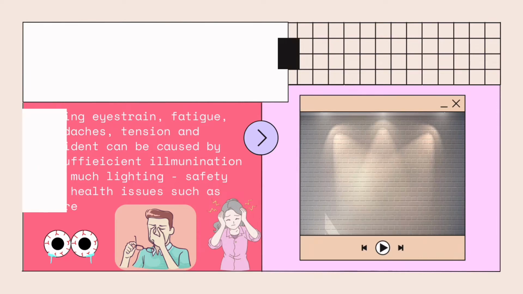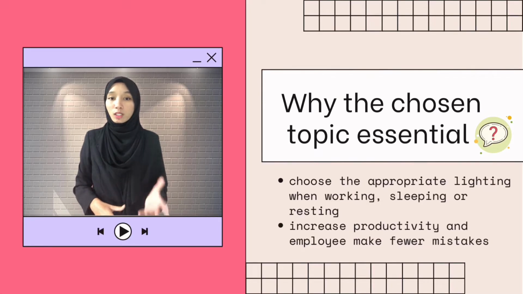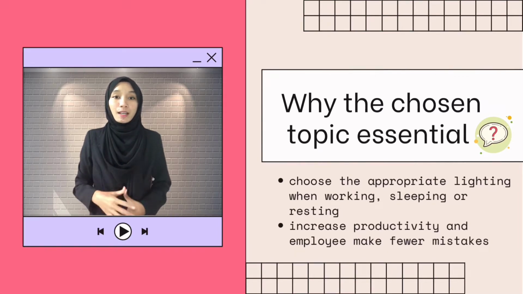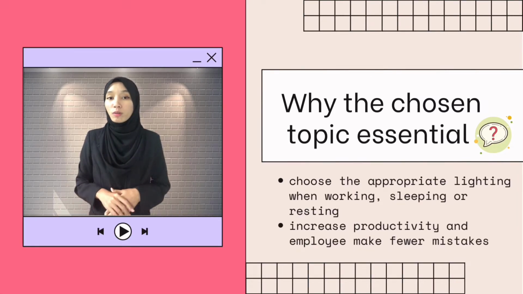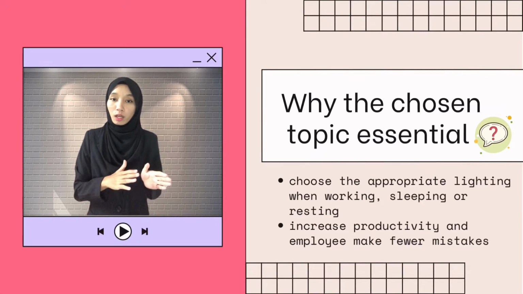Next is why the chosen topic is essential. Because employees can choose suitable lighting when working, sleeping, or resting. When we choose the right lighting, employee productivity increases and they make fewer mistakes. Vision is clear and it makes it easier for workers to do work such as completing files and so on. Lighting affects our mood because employees will feel unmotivated, uncomfortable, tired, and so on if the light is too bright or dim.